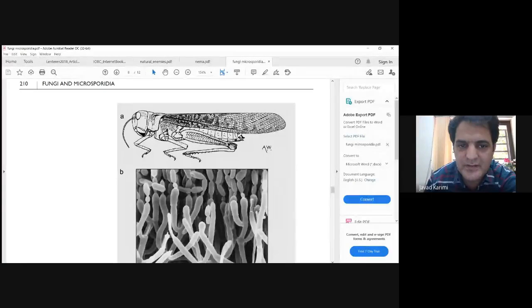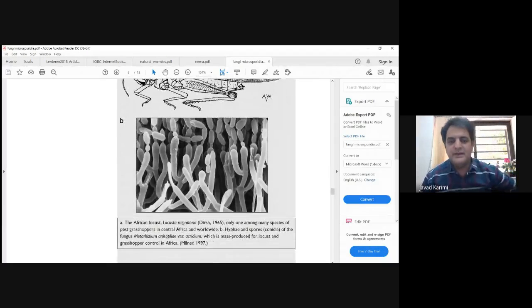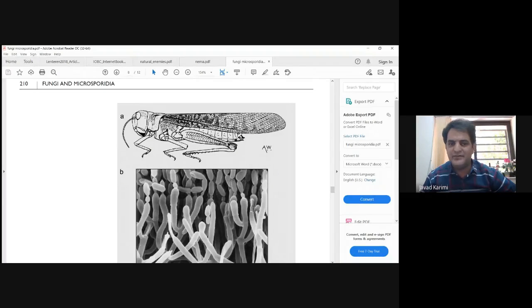You can see here a type of locust, and in the lower part you can see fungi. The locust is Locusta migratoria. This is a very destructive locust. We have this locust in Iran, in Iraq, and also in the Middle East. And this is a very important pest in Africa, in different African countries.